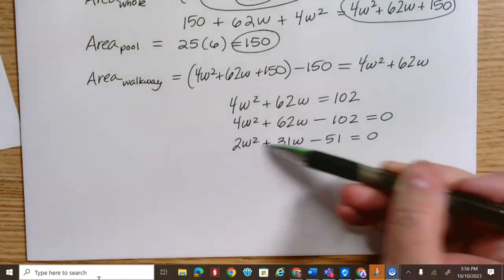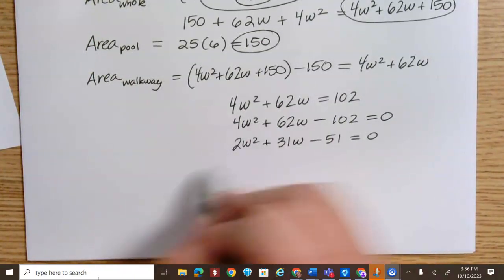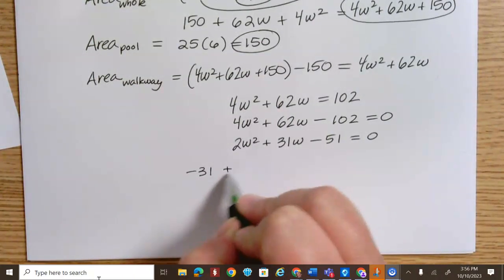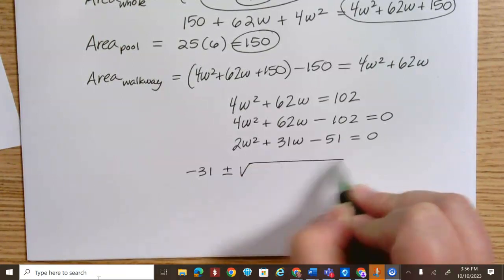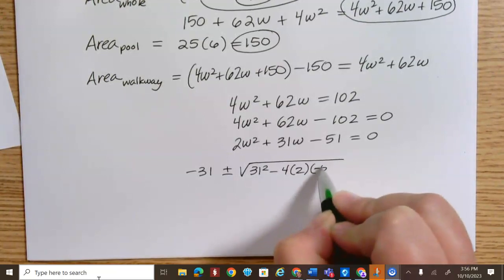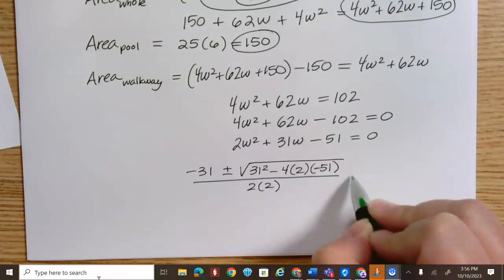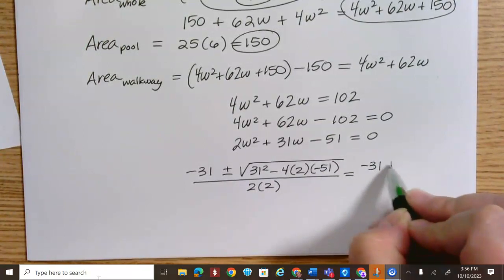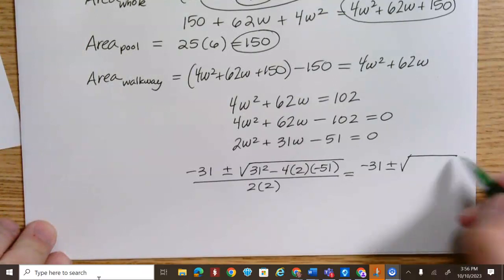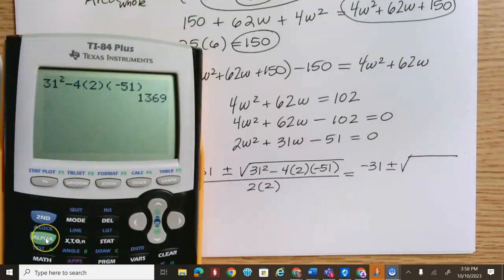Again, you can use either one of these. If you don't understand why I went to here, you don't have to. Just use this one. But I'm going to do negative, the opposite of B, plus or minus the square root of B squared minus 4 times A times C, all over 2 times A, which is negative 31 plus or minus. Let's see what 31 squared is. Let's see where I put my calculator. Okay, so here's what I get for underneath the radical.